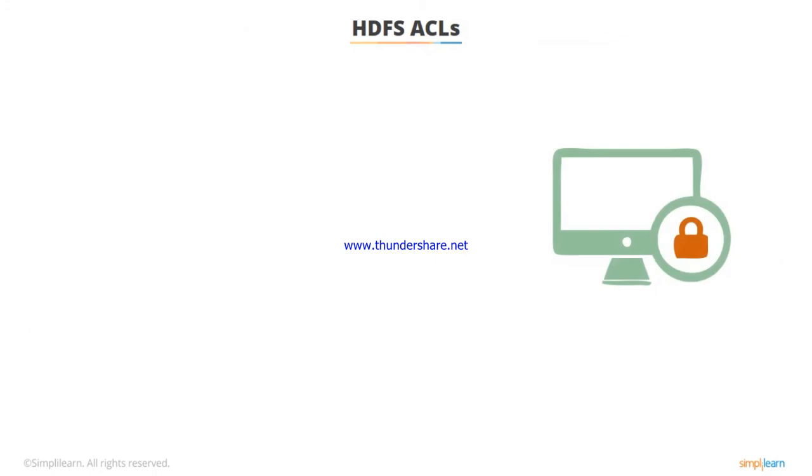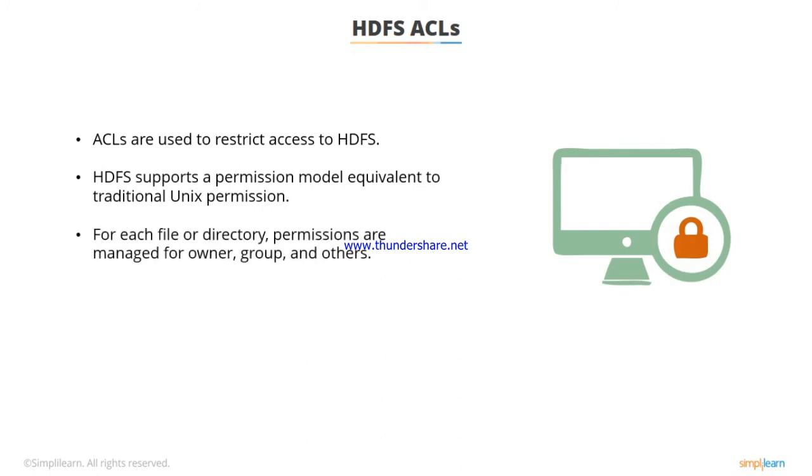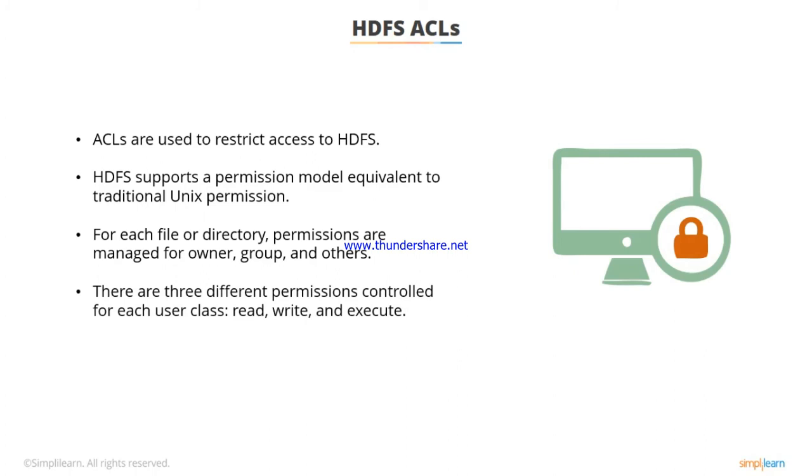Access control lists are also applied to restrict access to data to approved entities only. ACLs are used to restrict access to HDFS. HDFS supports a permission model equivalent to traditional Unix permission. For each file or directory, permissions are managed for a set of 3 distinct user classes: owner, group, and others. There are 3 different permissions controlled for each user class: read, write, and execute. This works fine when file or directory permissions required for multiple users are the same. When the requirements of multiple users are different for the same set of files or directories, using permission bits like Unix is not possible. HDFS ACLs allow fine-grained file permissions for specific users or groups for data on HDFS.